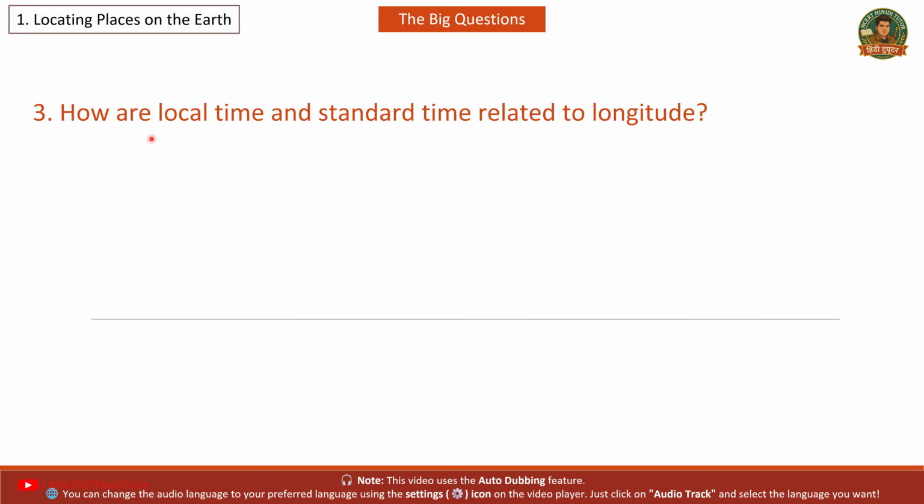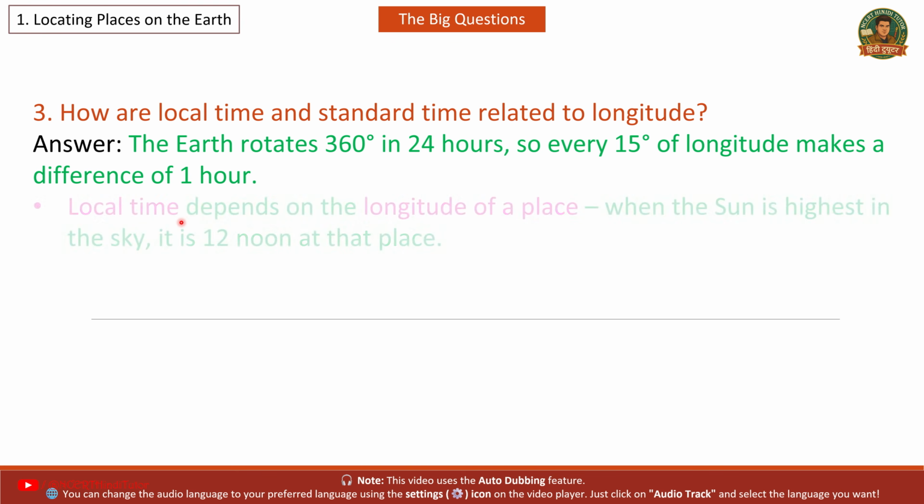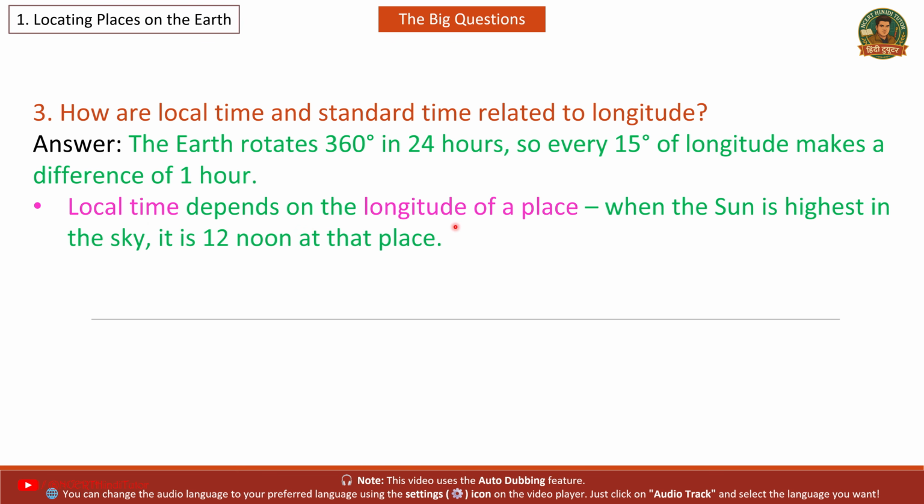Question 3. How are local time and standard time related to longitude? Answer. The earth rotates 360° in 24 hours. So every 15° of longitude makes a difference of 1 hour. Local time depends on the longitude of a place. When the sun is highest in the sky, it is 12 noon at that place.